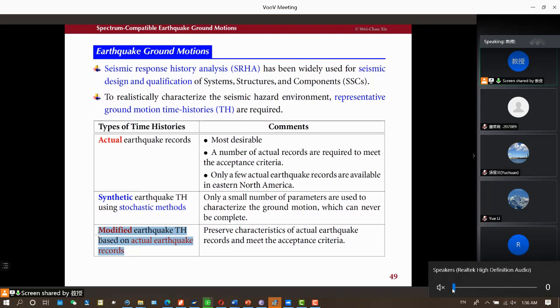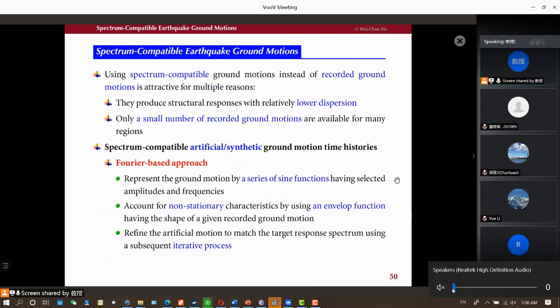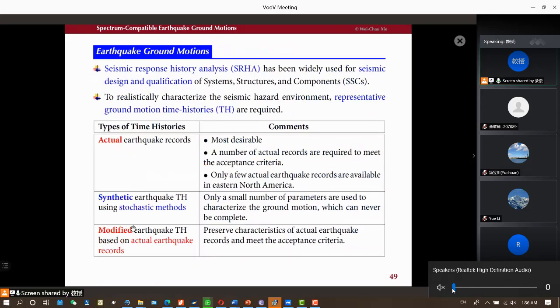Okay, and you can perform the modification in the time domain or in the frequency domain. In the time domain, there's a Fourier-based approach. So we expand the ground motion into a series of sine functions, and then we modify the amplitudes and the frequencies of these sine functions so that they match the target spectrum.